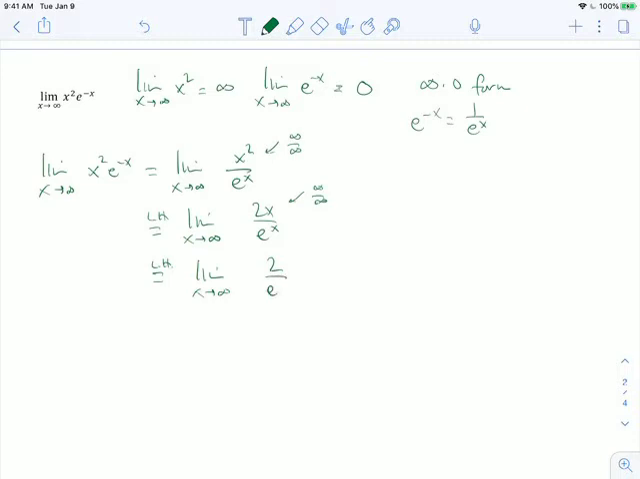I get 2 over e to the x. And now this is headed toward 2 over a large number. And so we would say that this limit is 0. So in this case, the 0 won out.